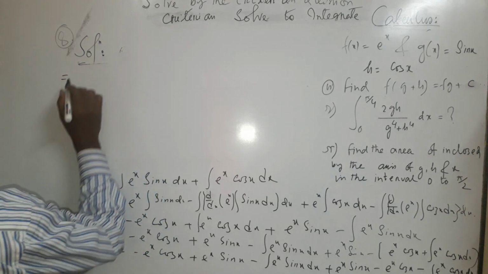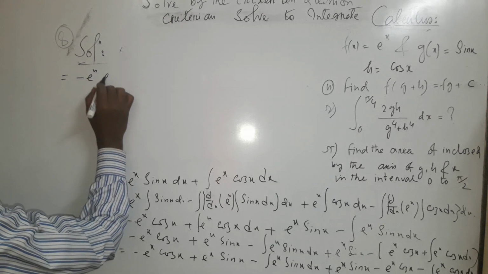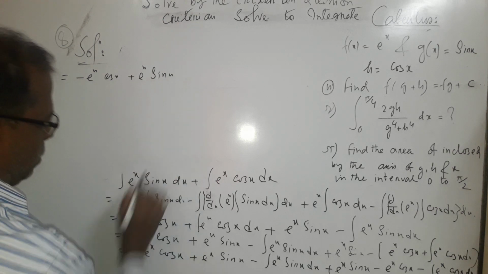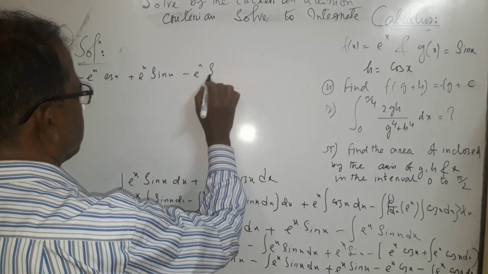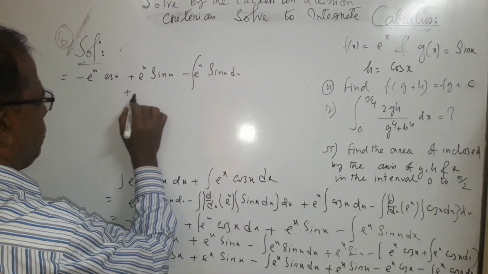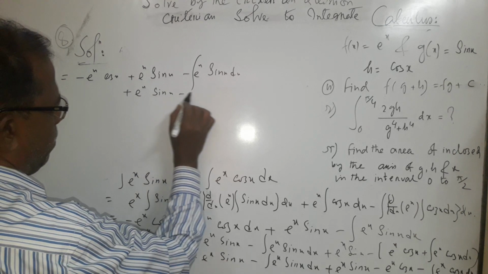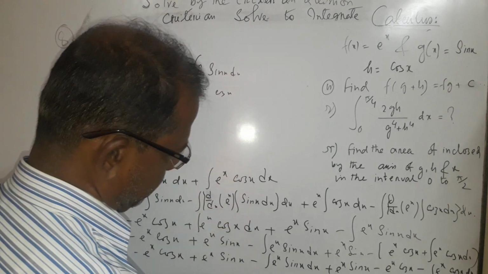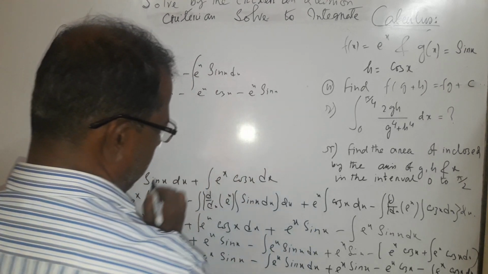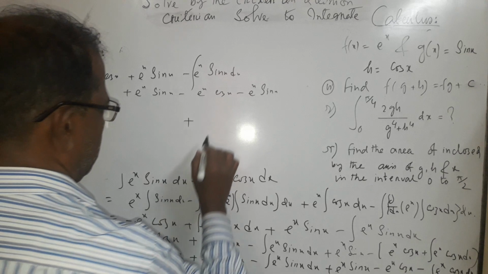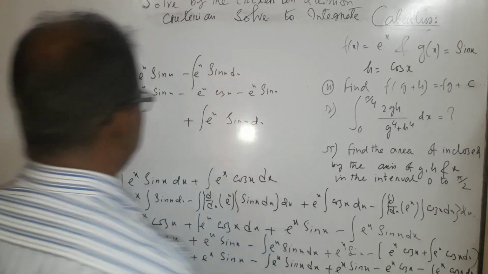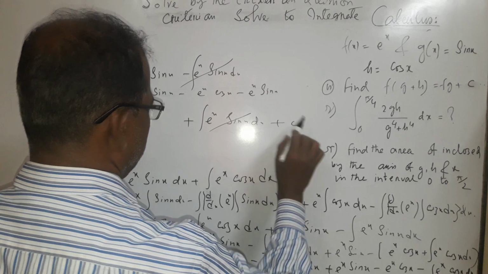That's equal to minus e to the power x cos x and plus e to the power x sin x minus e to the power x sin x integration dx plus e to the power x sin x minus e to the power x cos x minus e to the power x sin x plus e to the power x sin x integration dx. So that's why this and that's plus c.